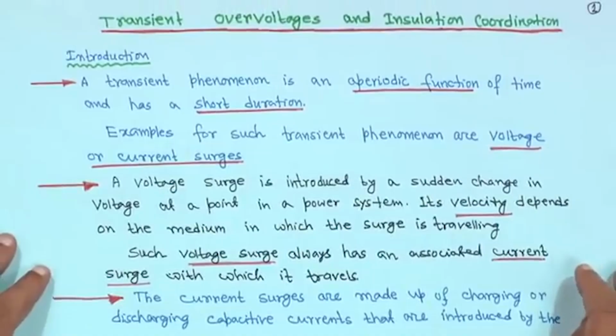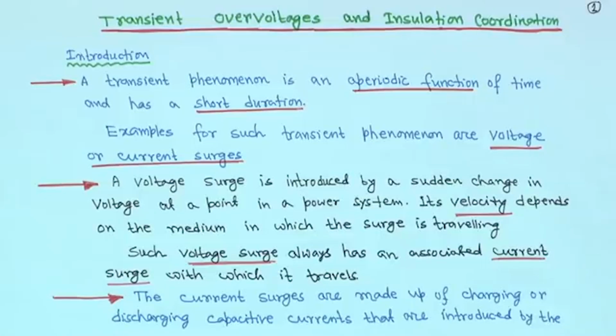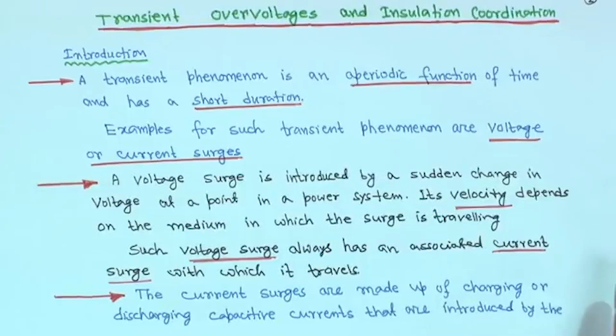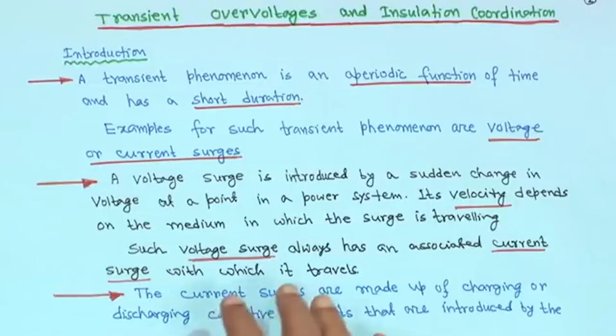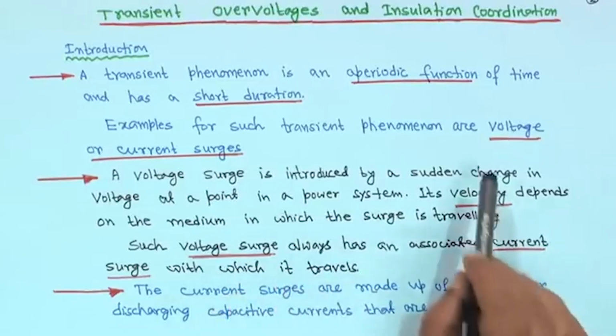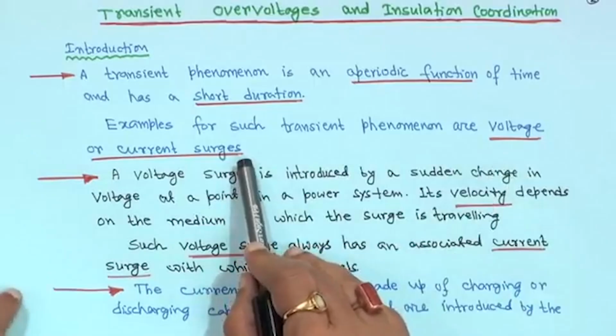and insulation coordination. So, this is a new topic, transient overvoltages and insulation coordination. Let us see first what exactly it is. A transient phenomenon is an aperiodic function of time and has a short duration. You know that any transient phenomenon is an aperiodic function of time and of very short duration. Examples of such transient phenomena are voltage and current surges.